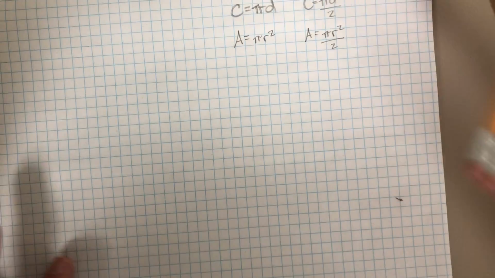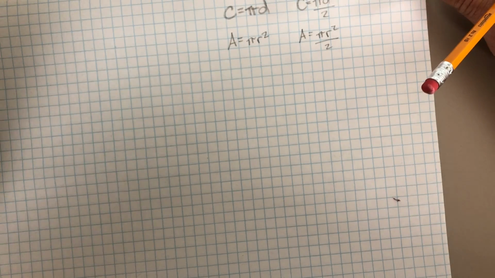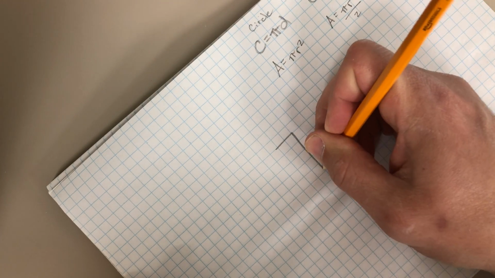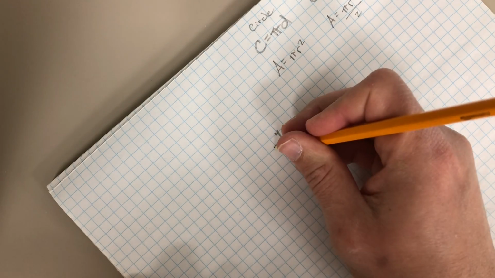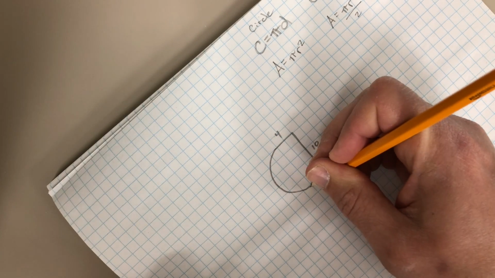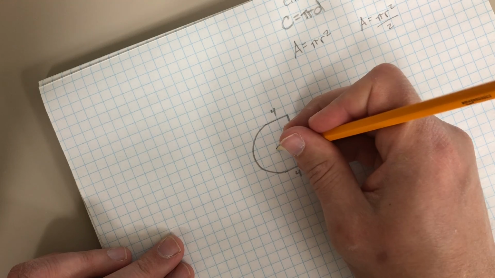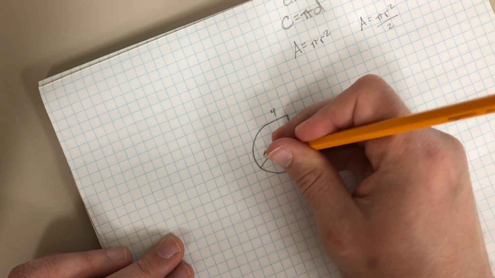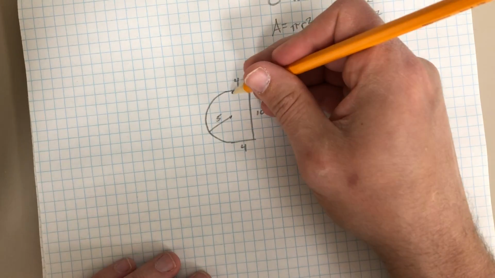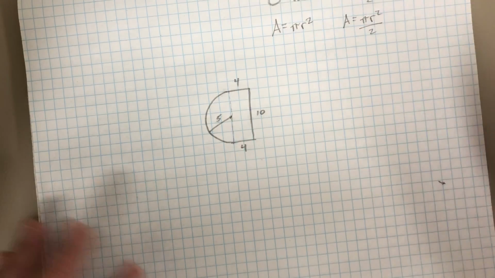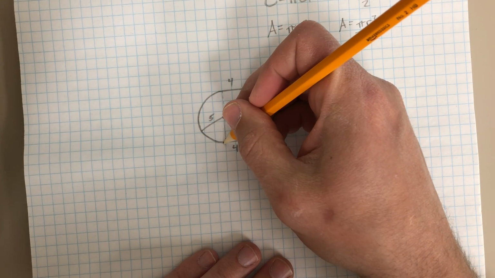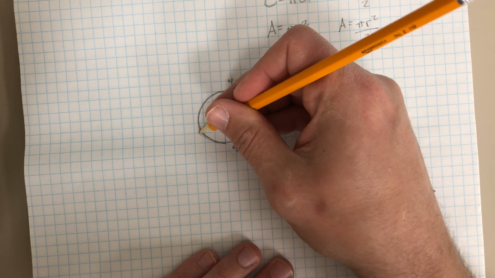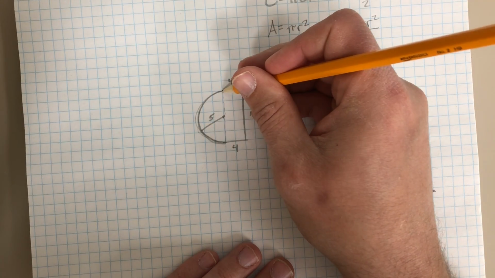Okay, so let's take a look at example 1. It says find the perimeter of this figure. Dimensions are in meters. So it's got 4 by 10 by 4. And then it's got a semicircle here, and it tells us the radius of that is 5. Okay, and that's a dotted line there. All right, so first we've got to find the distance, because we're finding perimeter. So how much fencing would we have to put here?